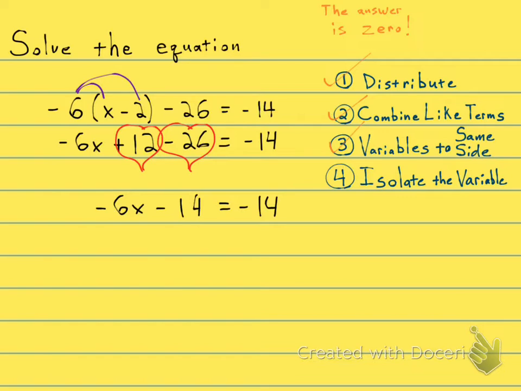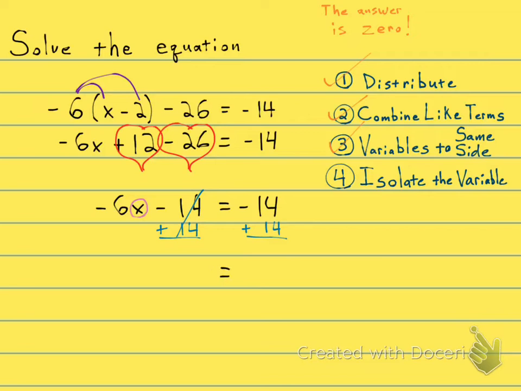Last step is isolate the variable. So grumpy old x, she wants to be all by herself. Here she is. We need to get rid of the minus 6, and we're also going to get rid of the minus 14. Now, we're going to get rid of the minus 14 first. So we are going to add 14 to both sides of the equal sign. Okay. It's like the opposite of order of operations here. Okay, so you get rid of the addition or subtraction first.